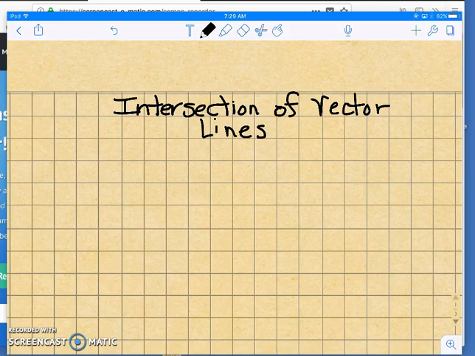So today we're going to take a look at the intersection of some vector lines. So we're going to write down a couple lines first. The first one, we're going to have line A equals negative 1, 6.